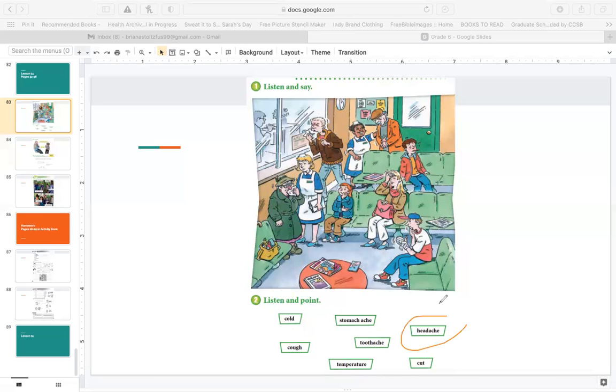Which person has a headache? This is when your head hurts. Yeah, this person has a headache. She is touching her head. Draw a line from her to headache.